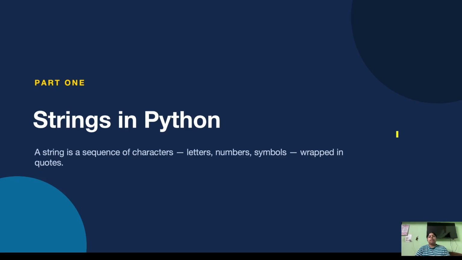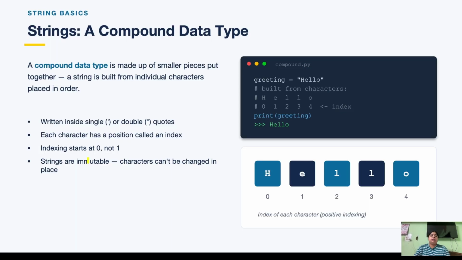Let's get started. Strings in Python. A string is a sequence of characters, letters, numbers, symbols wrapped in quotes. Simple. A compound data. A string is a compound data. A compound data is made up of smaller pieces, but together a string is built from individual characters. So, what is compound data? It is made up of similar pieces put together, right? And a string is built from individual characters placed in an order, and it is always written inside single or double quotes.